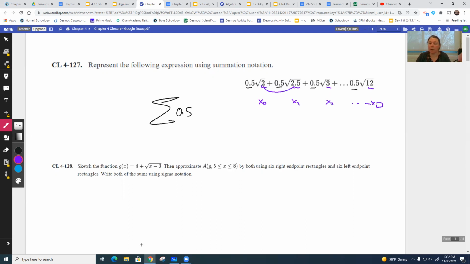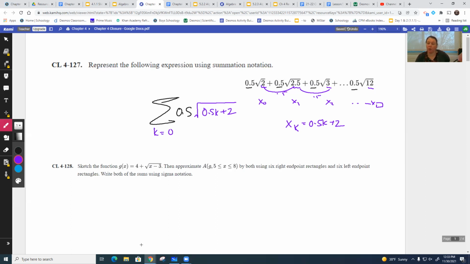Okay, but I'm starting at 2 and I'm going up a half every time. So if I was thinking of this as that idea of an x sub k, I'm going up by a half every time, so 0.5k, and then if I'm going to start at 0, this is plus 2. And that expression is always under a square root. So this would be the square root of 0.5k plus 2. Now that's if I start with k equal to 0.